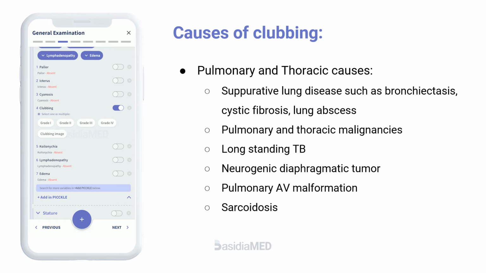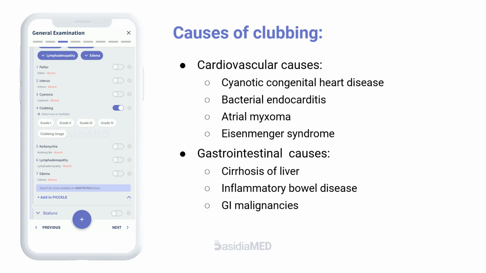The causes of clubbing are pulmonary and thoracic causes, which include suppurative lung disease such as bronchiectasis, cystic fibrosis, lung abscess, pulmonary and thoracic malignancies, long-standing TB, neurogenic diaphragmatic tumor, pulmonary AV malformation, sarcoidosis; cardiovascular causes including cyanotic congenital heart disease, bacterial endocarditis, atrial myxoma, and Eisenmenger syndrome.